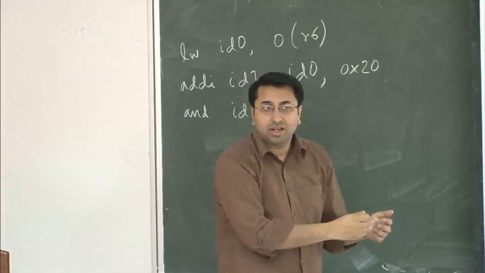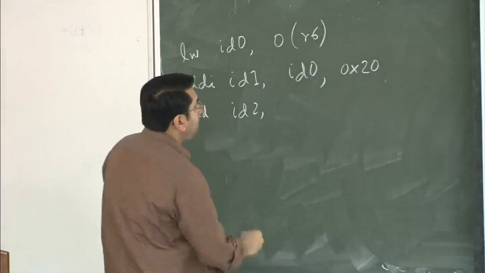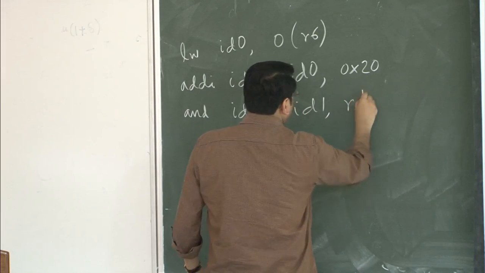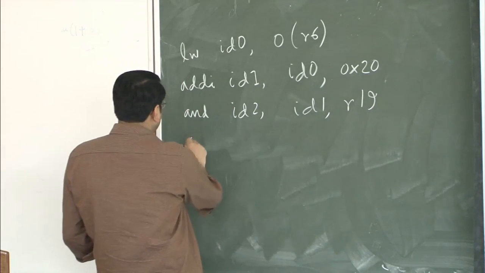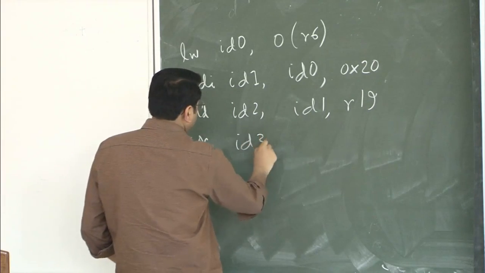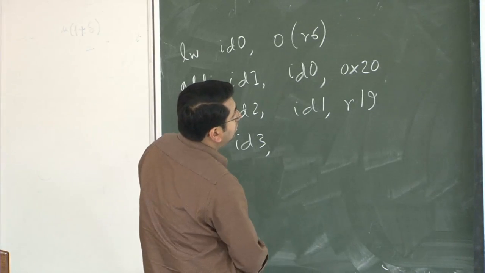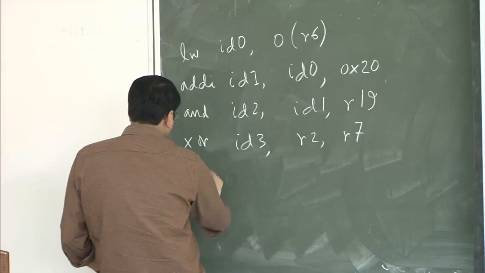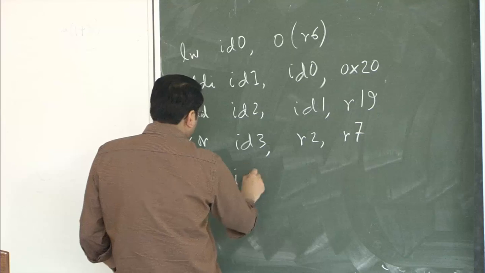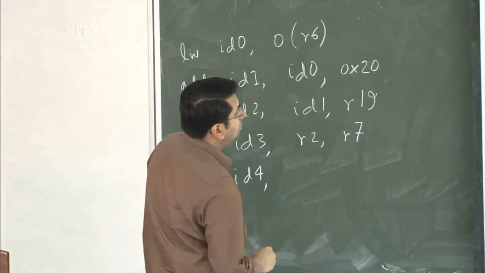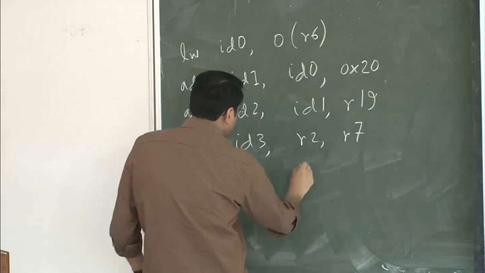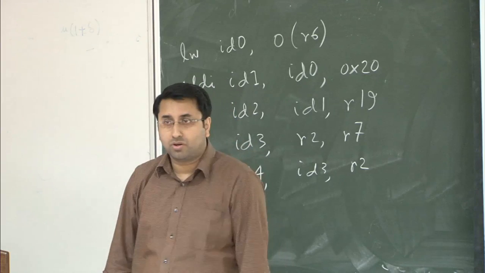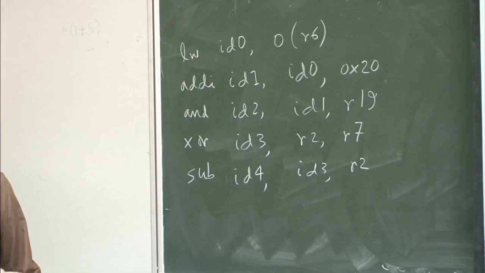Whenever I get a new instruction, I get a new target, I assign it to a new slot. ID 1, R19, XOR, ID 3, R2, R7, sub ID 4, ID 3, R2, etc. Okay, all right? Is this clear, this renaming mechanism?